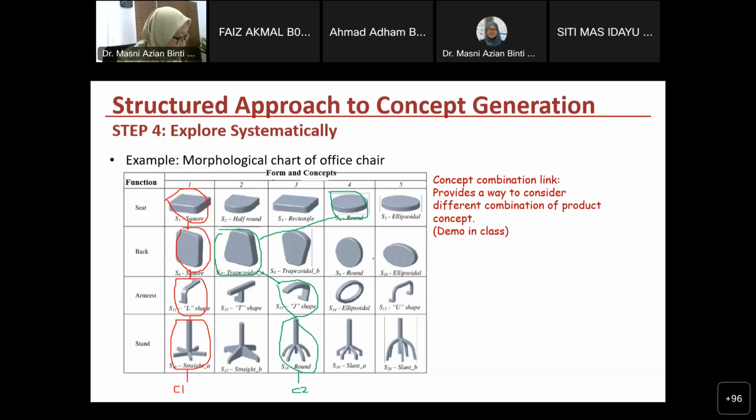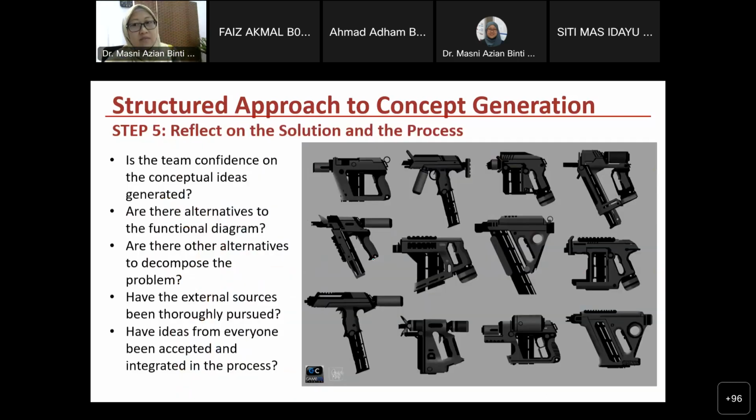So finally, the last step is that we look back. We reflect. When you have established 10 design concepts, you review them. Of course, when you combine the ideas, you review again. Maybe some people will generate the same idea, so you have to create a different idea. So you review the combined ideas of your team members. Is the team confident about the conceptual ideas generated?